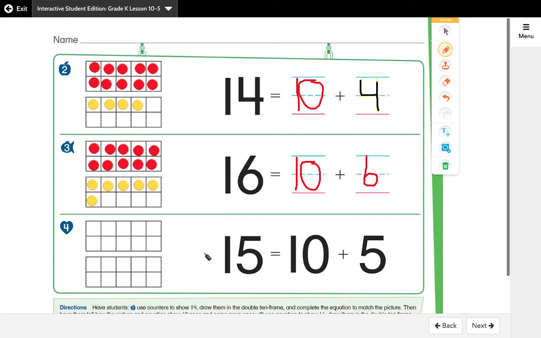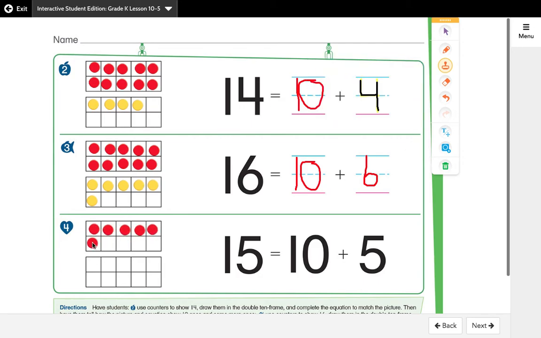Okay, and then I've got my last one right here. What number are we making? 15. Now in this problem, they give us the 2 parts. So you can ask the student to read this sentence. This addition sentence says 15 equals 10 plus 5. So what's our first part that we need to draw here? The kiddo should be able to say that's 10. So how many stamps or counters do we need to add in here? We need to add 10.